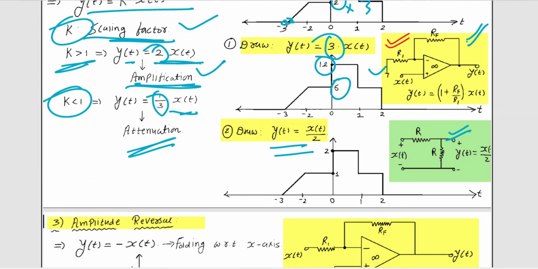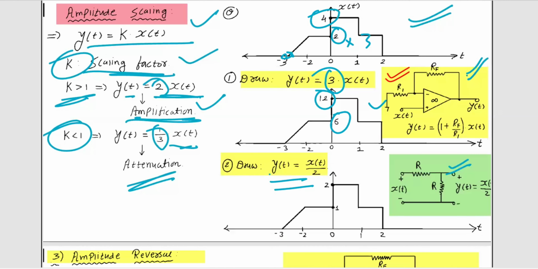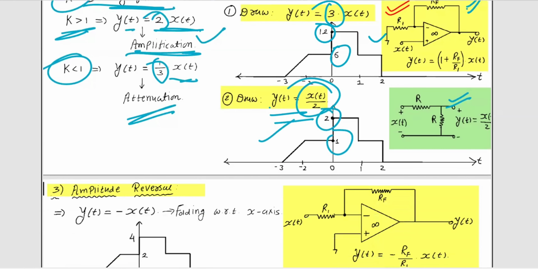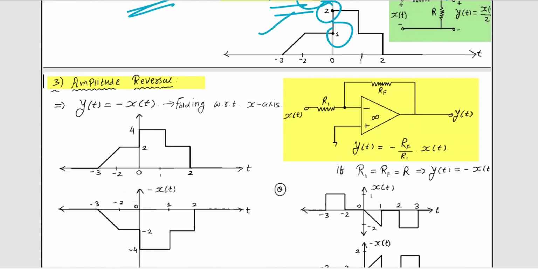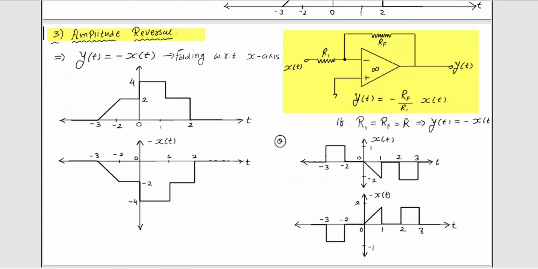Similarly the next one is y = x/2, means the signal would be attenuated. So now what will the values be here, divide by 2. Okay, so 4 would be divided by 2 means 2, 2 would be divided by 2 means 1. Okay, accordingly the signal would be attenuated. And finally this is amplitude reversal. Now how do you define amplitude reversal? It means you are just negating the amplitude, means minus of this, means folding with respect to x-axis.